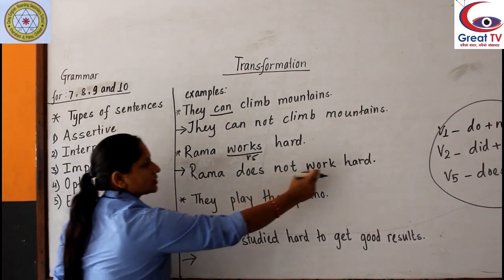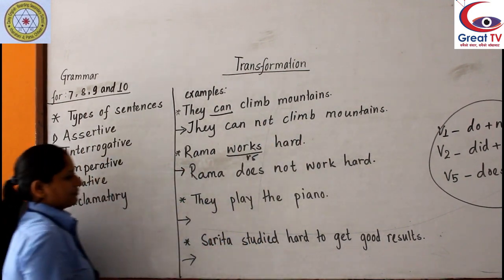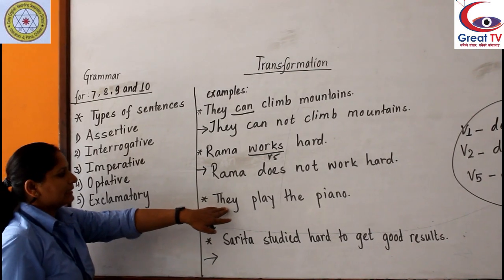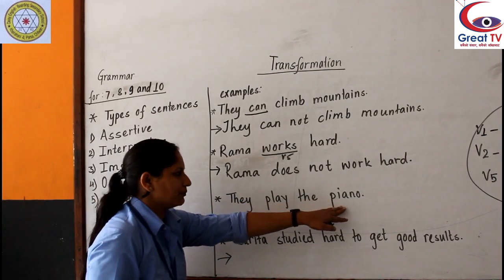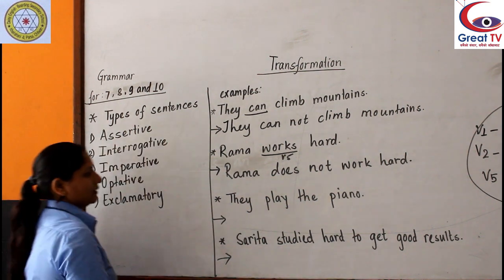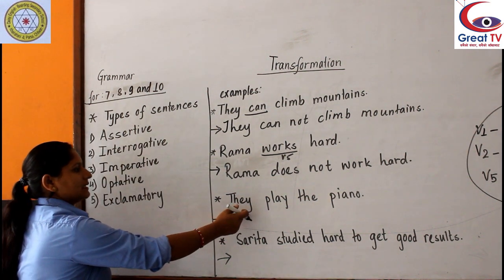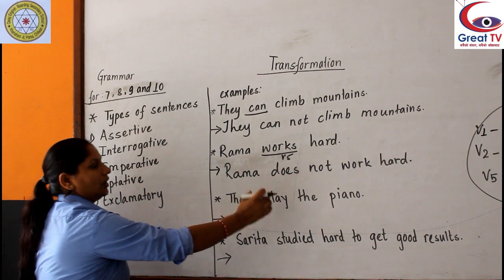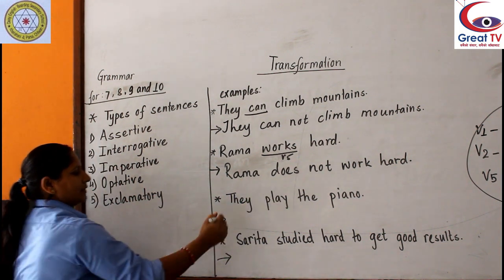Rama does not work hard. Next one, they play the piano. The same process applies, but we only need to consider the main verb.